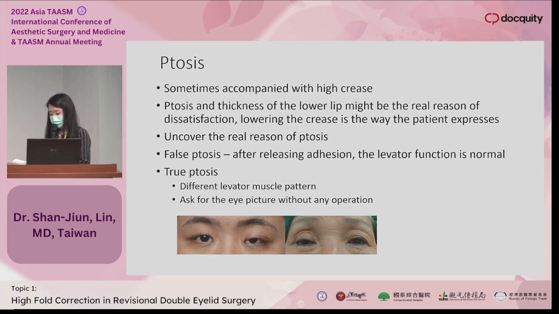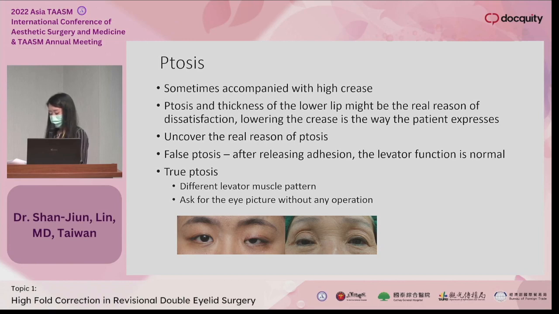Of course, too high a fold will exert a weight burden on the levator muscle. Releasing the high fold itself can improve the levator function. Another common reason of ptosis after secondary blepharoplasty includes adhesions, which restrict the movement of the levator muscle, or the pre-existing poor levator function before the first surgery. Asking the patient for an eye picture from before any operation to figure out the real levator muscle function is one way.